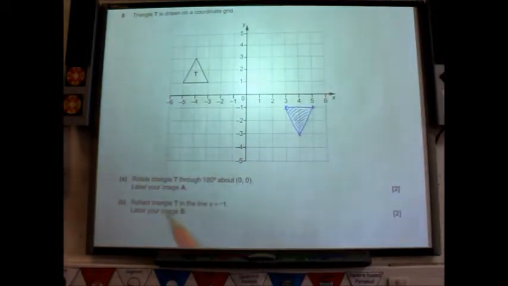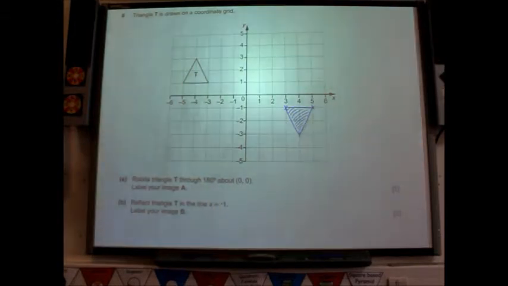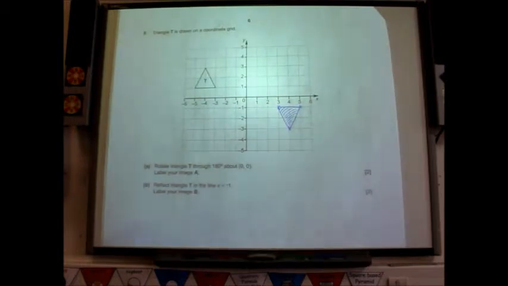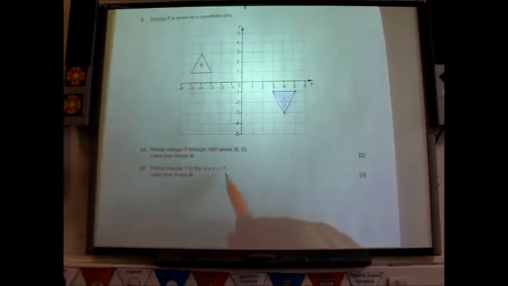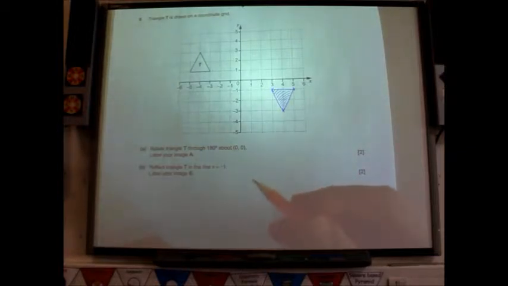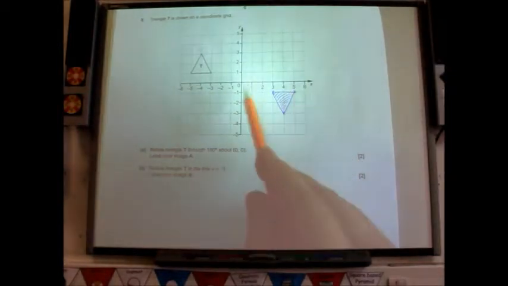Next one, reflect triangle T, which is this one here, in the line x equals minus 1. So I just want to talk you through briefly where the line x equals minus 1 is, because a lot of people get this wrong. When you plot coordinates, you were taught at primary school and probably year 7 and year 8 and maybe even year 9, year 10, that you go along the corridor and then up the stairs.